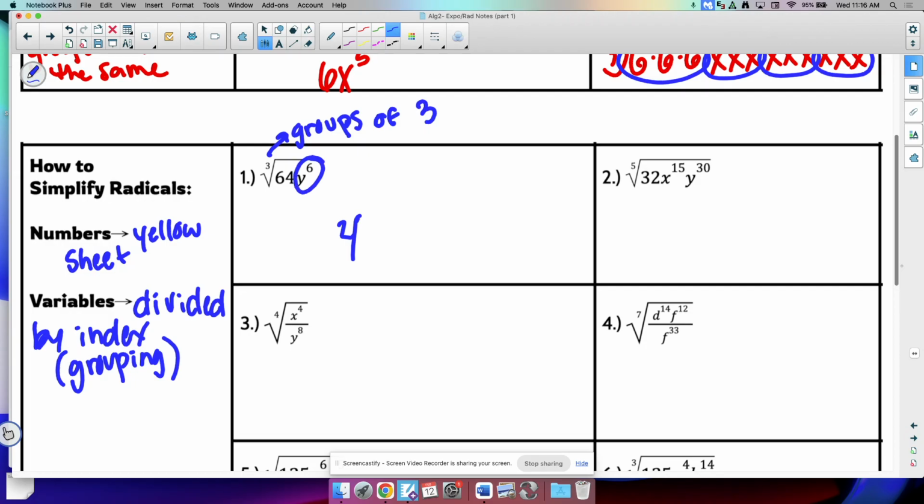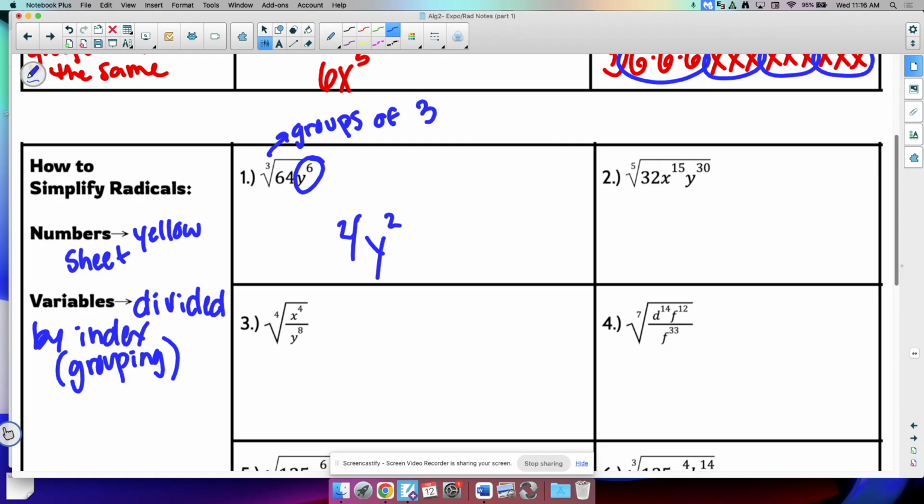Y to the 6th. How many groups of 3, because our index is 3, can come out of 6? 2. Because if we were to draw all those y's and circle groups of 3, we'd be able to have 2 groups made up of our y's.